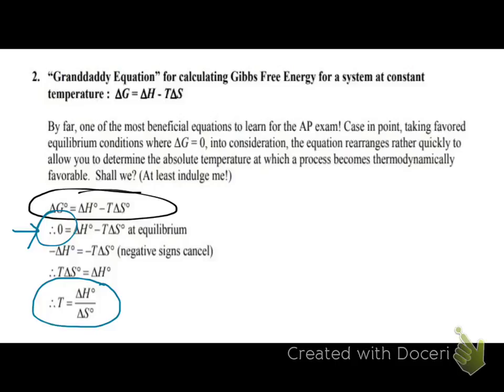Yes. Is it always 0 at equilibrium? Delta G is always 0 at equilibrium. That is what it's defined at. Just like when we were defining K, we said K is equal to 1 at equilibrium. Well, delta G is equal to 0 at equilibrium. Okay? So that's going to be important.